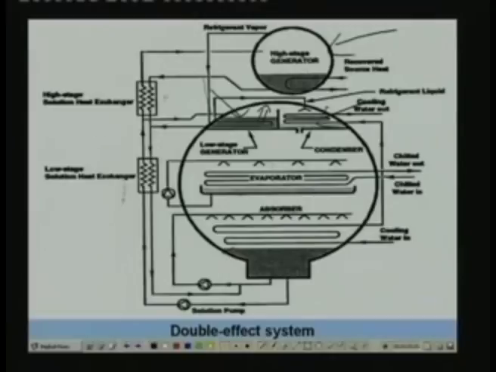So you can see that you will use two solution heat exchangers. Again you use a solution pump, an absorbent pump and a refrigerant pump. This is called a double effect system because there are two generators here. You can also have triple effect and multiple effect systems with more generators.